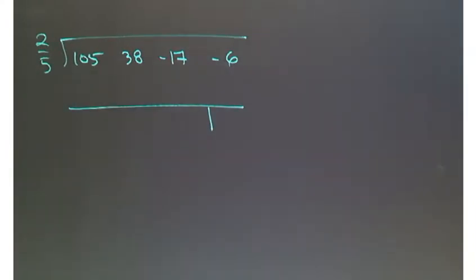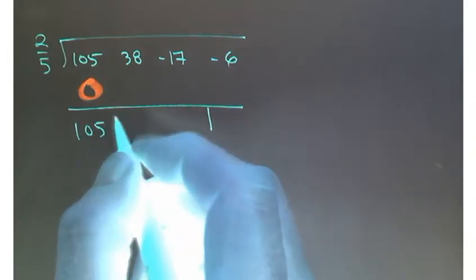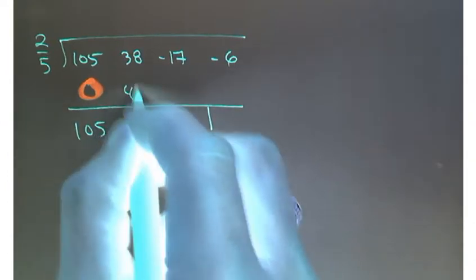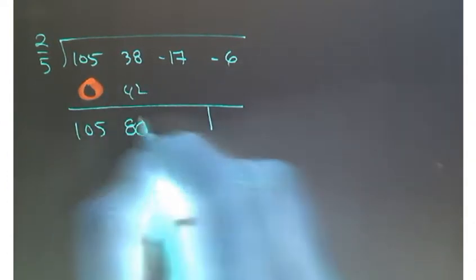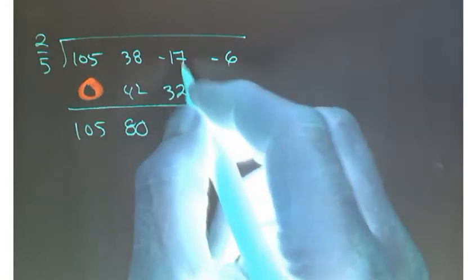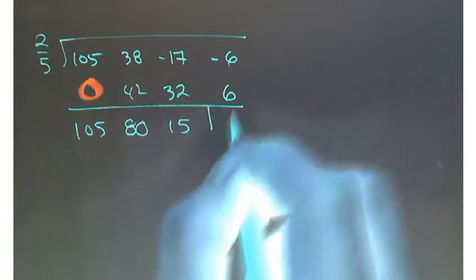Synthetic division always starts out with a 0 here, so we'll do that. We get 105 times 2/5. So that's 105 times 0.4. Gives me 42. And that gives me 80. And that'll be what? 32. And 15. And 2/5 of that is 6.